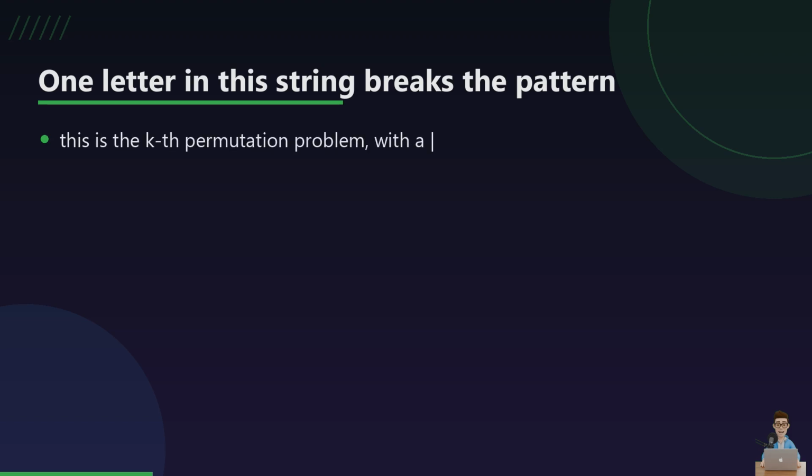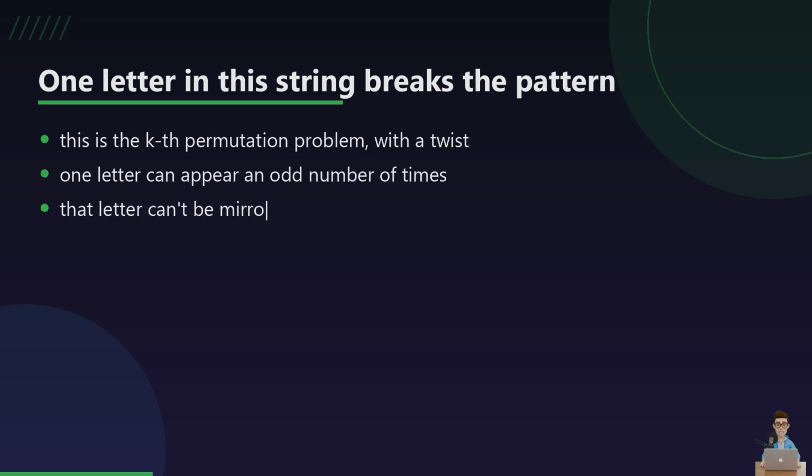First, some vocabulary. A permutation just means rearranging letters into a different order, like turning AB into BA. Our job is to find one specific rearrangement, the kth one, if we listed all the valid ones from smallest to largest.